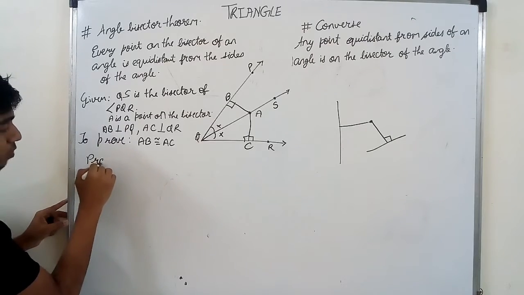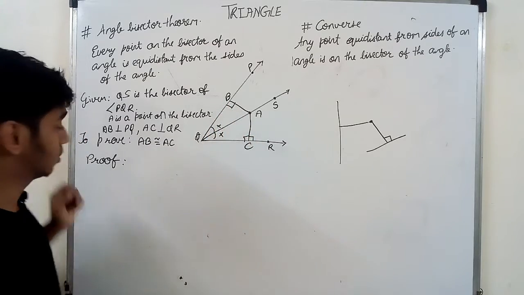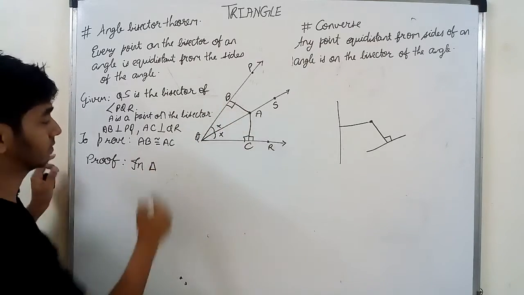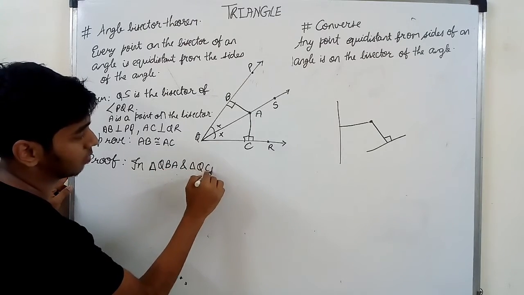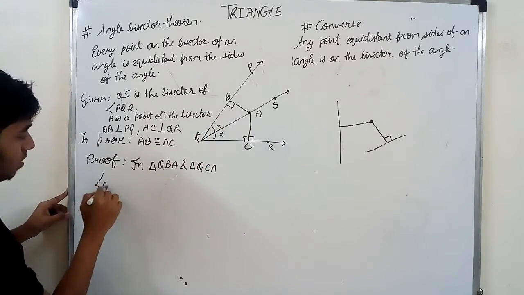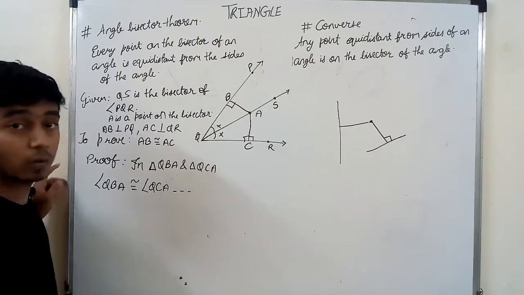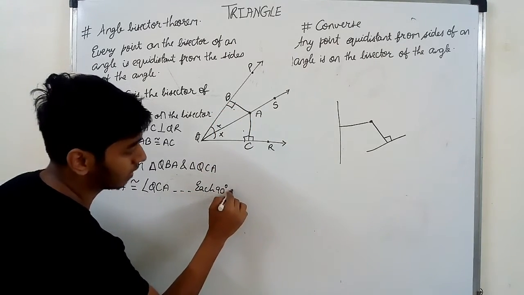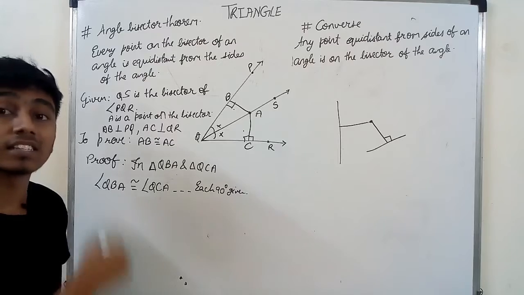Now let's do the proof. So we have to prove these two triangles congruent. We'll take triangle QBA and triangle QCA, correct? Now angle QBA is congruent to angle QCA. Why? Because each of them is 90 degrees, given. Yes or no? Because they both are perpendicular, so that's why they are 90 degrees. That is given to us.